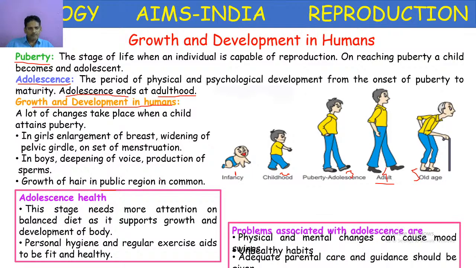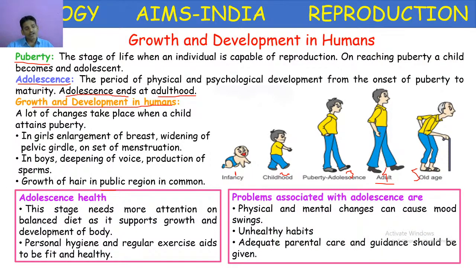So let us see what is the importance of this adolescence age. Adolescence is an age of confusion. So a lot of guidance and counseling is required for children who are in adolescence.